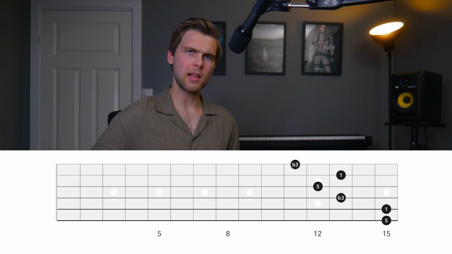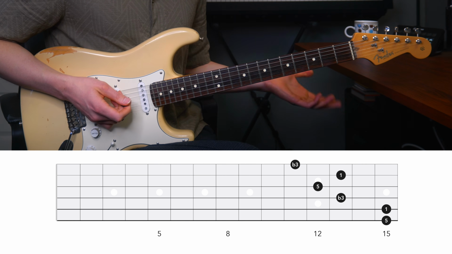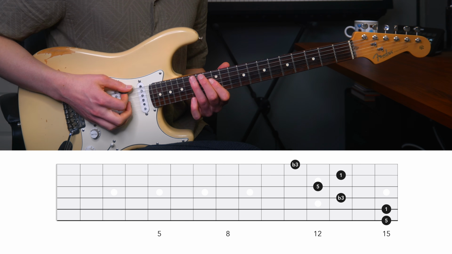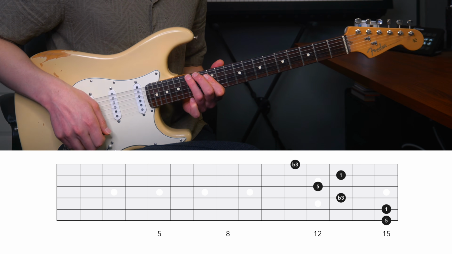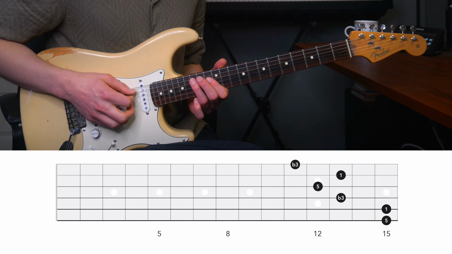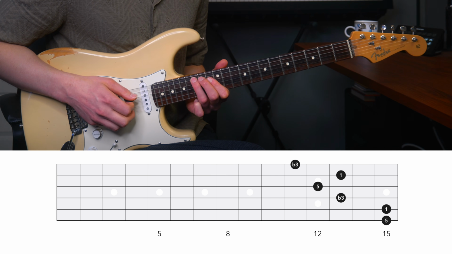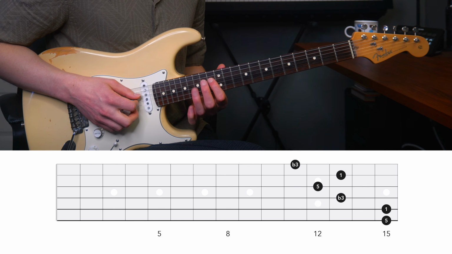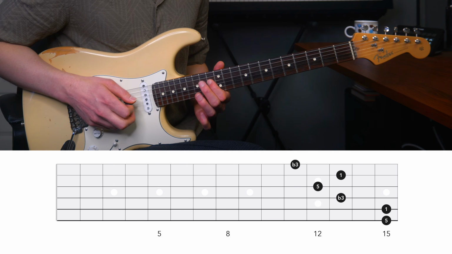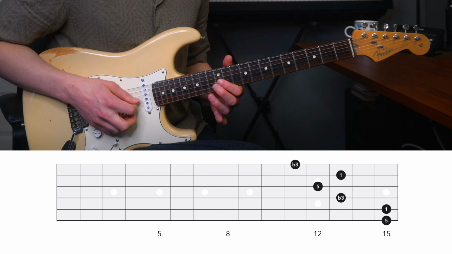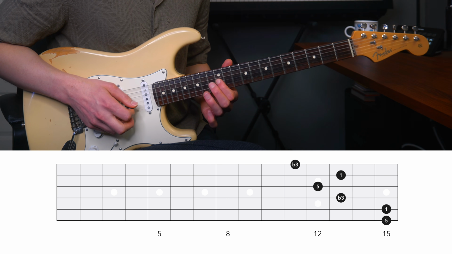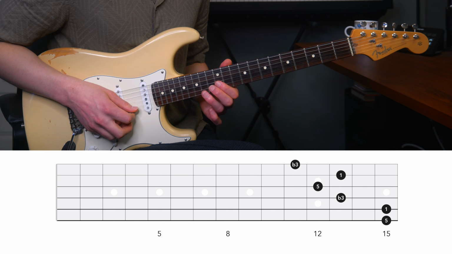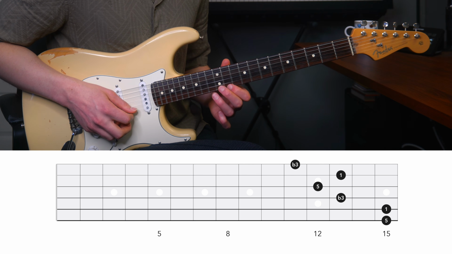Nice. Then we go to the last minor shape, which again is very similar to major, we're just changing the third. We start on 15. 15 again. Now we get 13 instead of 14. 12. 13. 11 instead of 12.